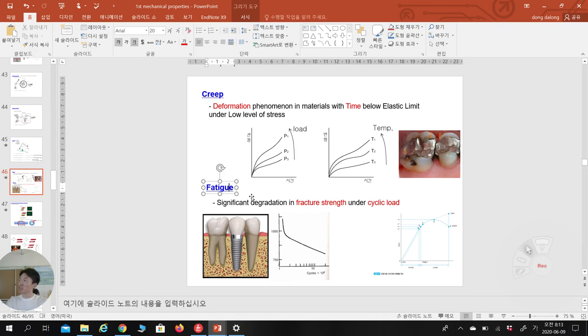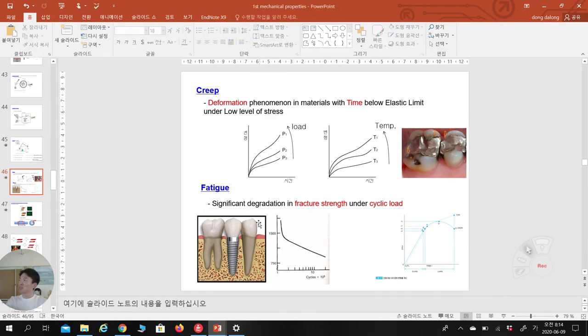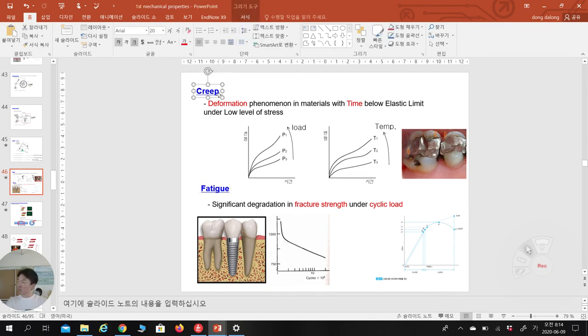And then what is fatigue? Fatigue is significant degradation in fracture strength under cyclic load. So imagine this is a dental implant or an implant in your bone. Maximum strength, what is the meaning? The force that can make the material break down, right? But even though you apply a force below that maximum, sometimes this material can be broken. So this is the meaning of fatigue. Okay? So it looks similar, but in creep, they never break down. They only change their shape. But in fatigue, they break down.